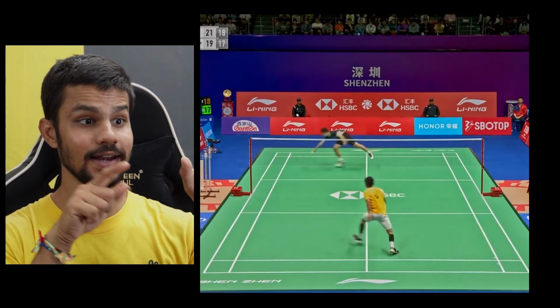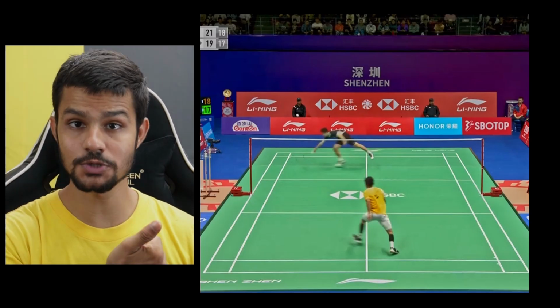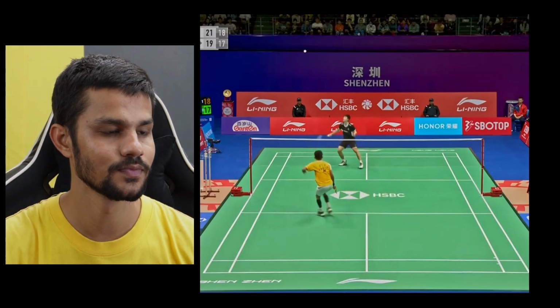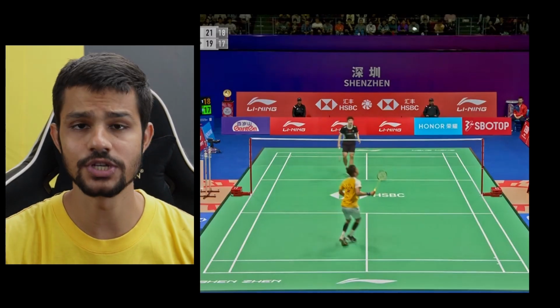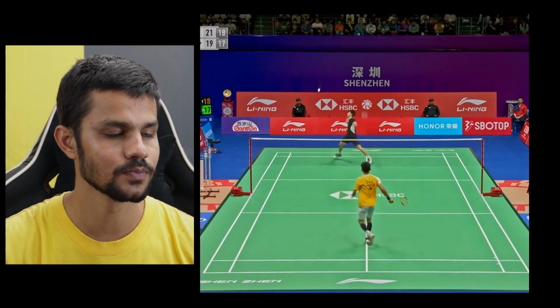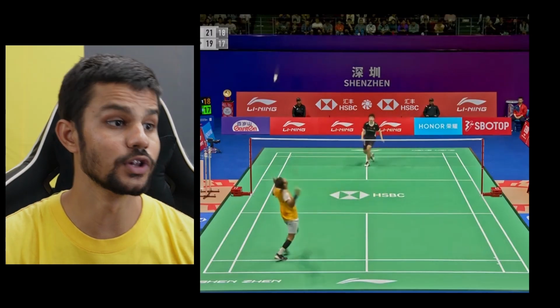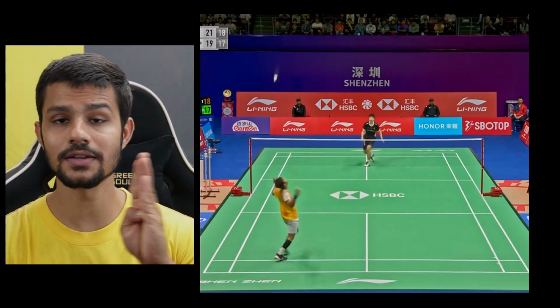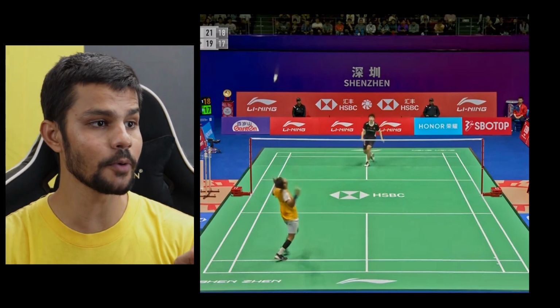Now it was perfect. When Sen Lakshya jumped and finished that in cross court, this was perfect. But still, Shi Yuqi is defending well. Whoa! Look at the position where Shi Yuqi hit that toss. Just look at the position, completely on the deep corner.